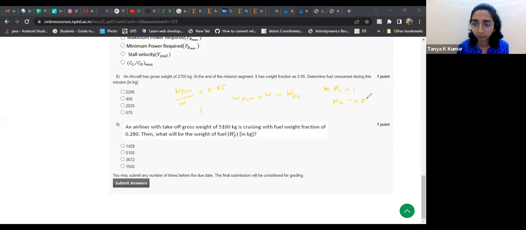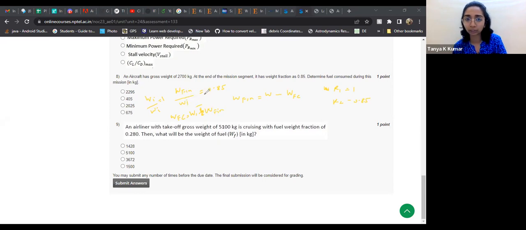Ratio 2 is 0.85. I cannot completely solve this for you, but you're getting an idea. So that is the weight fraction, the ratio of the weights. In the final state, it is weight final by weight initial. In the initial state, it will be weight initial by weight initial, right? So that is 1. And the final fraction is given to you here. And they've asked you how much fuel is consumed. The only change is the weight of the fuel consumed, which is weight initial minus weight final, right? If you subtract these 2, you should be able to get it.